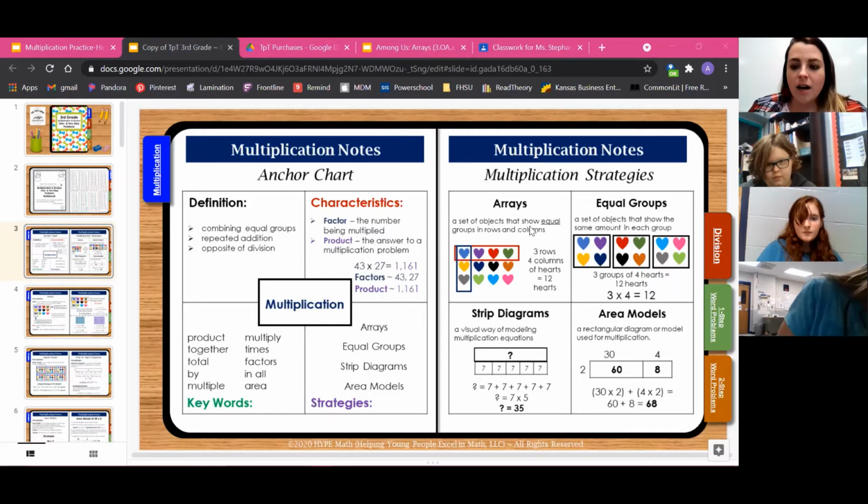Okay, the last one are area models. It's a rectangular diagram.